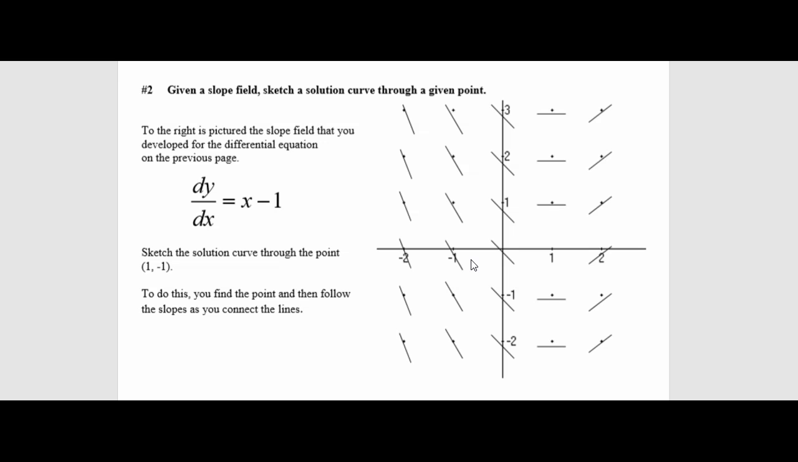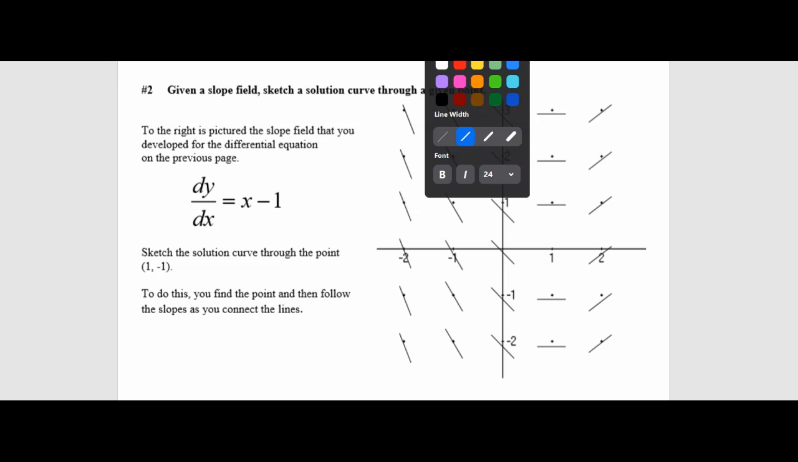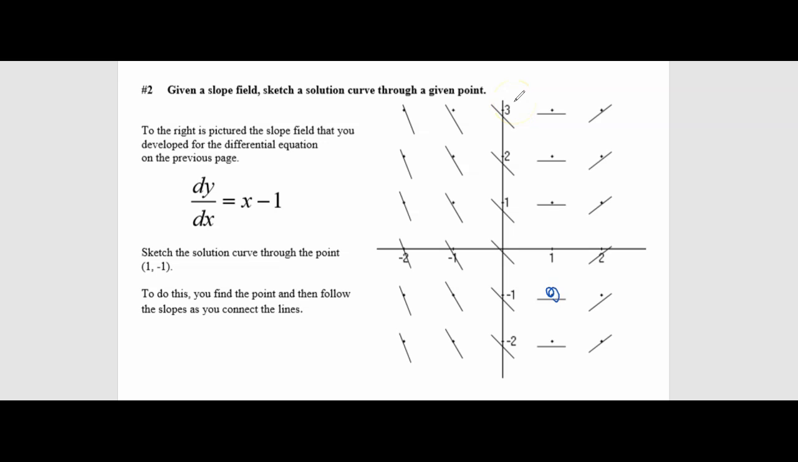So it says, to the right is pictured the slope field that you developed for one of the differential equations on the previous page. Now we want to sketch a solution curve through the point (1, -1). So we know our solution curve has to go through that point. And now we're just going to follow the way that the slope field looks, right? So if I travel to the left of this point, it looks like I'm going to be going up like this. If I travel to the right, it looks like I'm going to be going up like this.